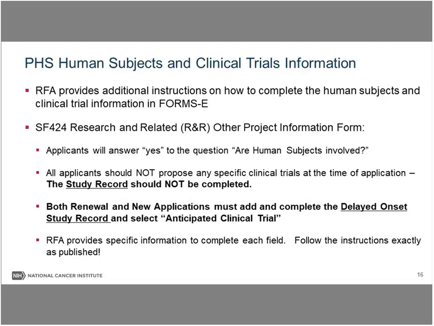And another question we've received in the clinical trial section, when it asks for the studies, can we make a general statement about the studies that we are participating in? Again, you do not complete the study record. You do not provide information for any clinical trials you're currently participating in. Instead, you complete the delayed onset study record, and it will be called multiple delayed onset studies. And we will provide specific information about this in the FAQ, and again, the SF-424 guidelines, I'll walk you through it as well.